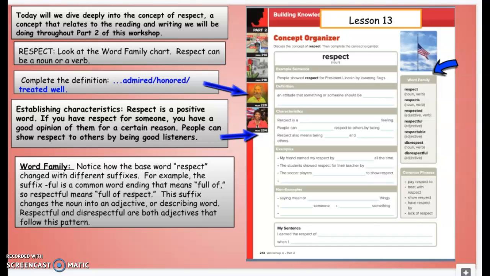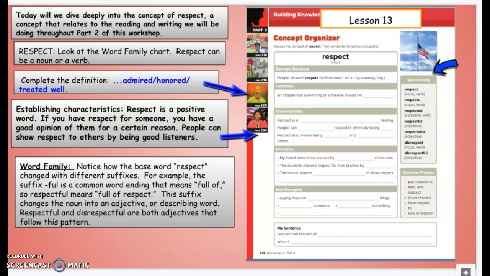So if somebody disrespects somebody, again, that's a noun and a verb, but it changes the meaning of respect. So when somebody is respectful, they are full of respect, but if they are disrespectful, that means they don't respect that person. They're not full of respect for that person. Okay? Now, if you look underneath on page 212, you'll see some common phrases.